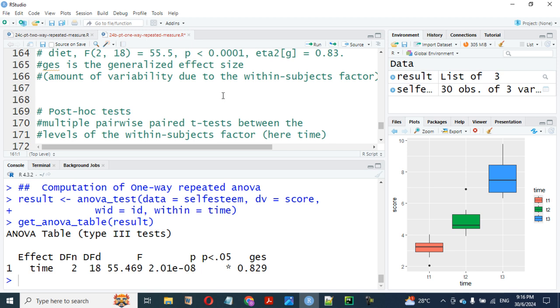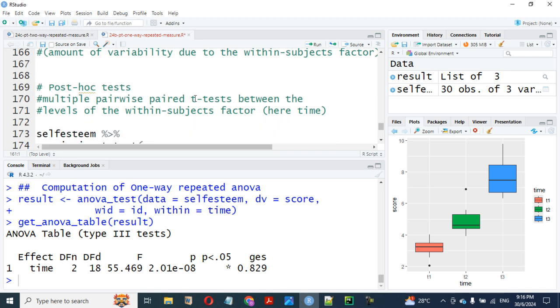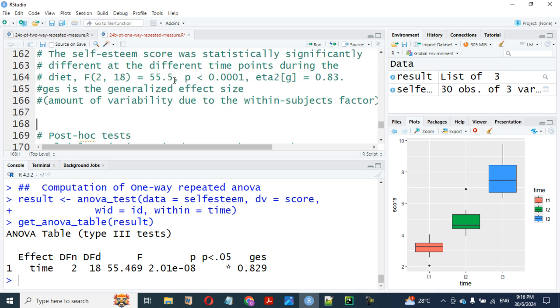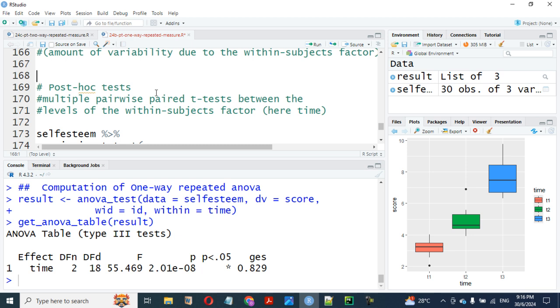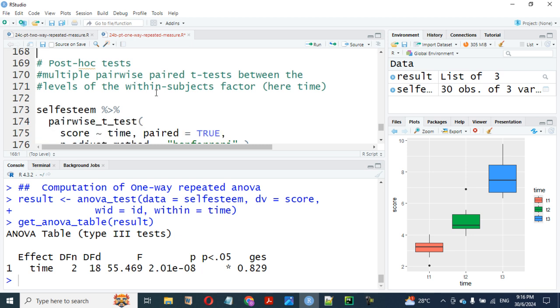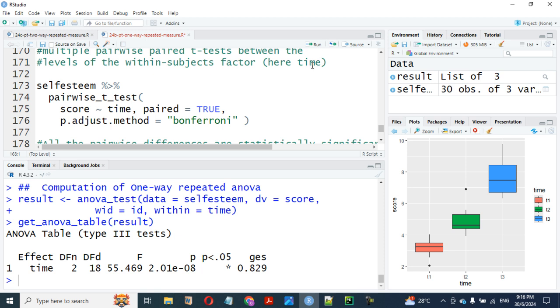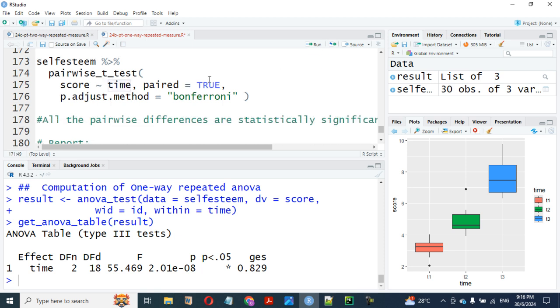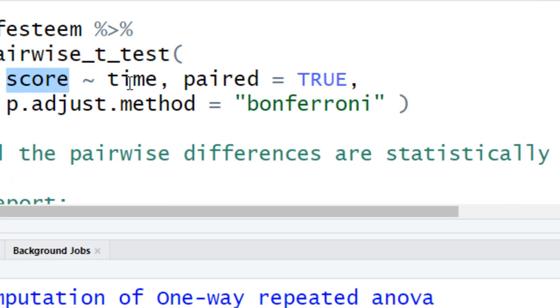So we can further do a post hoc test by looking at pairwise comparisons, because we want to say, okay, this is significant, so which particular one among these time factors is significant, which one of them has more effect on the score? So we can just do a pairwise test. We are doing multiple pairwise tests between the levels of the within-subject factor. Here our factor is time, don't forget. So we can run the self-esteem pairwise test here, then pass our score and time together in.